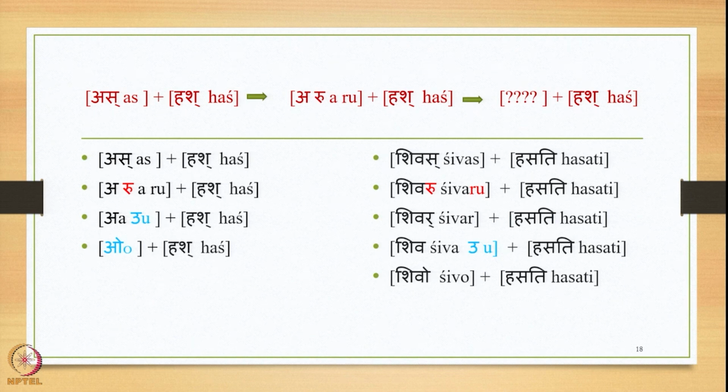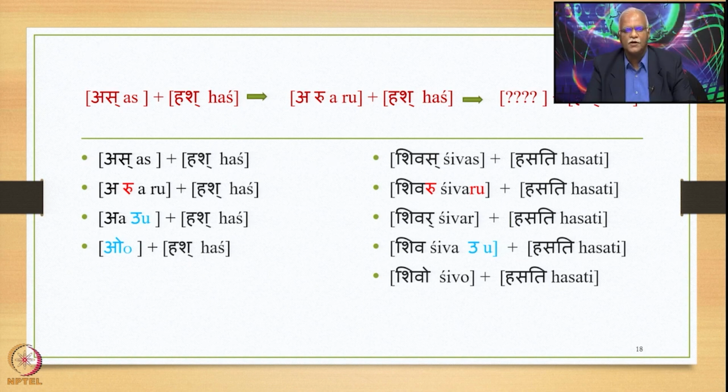We have Shivas plus Hasati, where sa comes at the end of the pada followed by ha, so sa is substituted by ru, and ru is substituted by u by the sutra hashicha, and then this a in Shiva and u, they get substituted by o, so we have Shivo plus Hasati. This is the output generated by the application of these sutras.